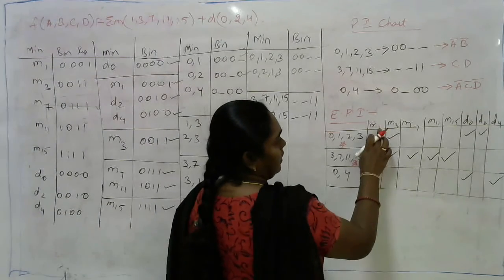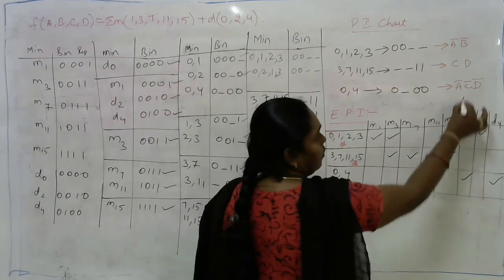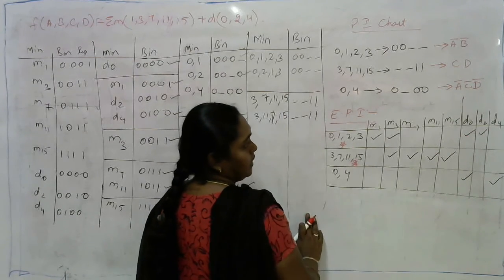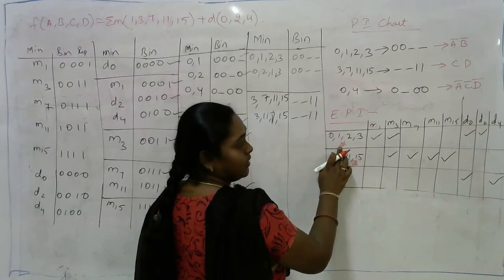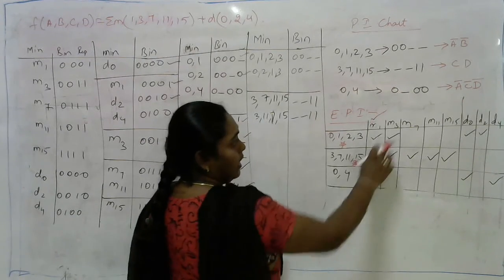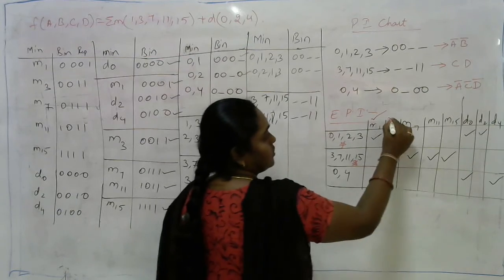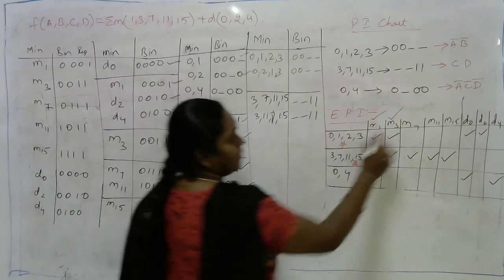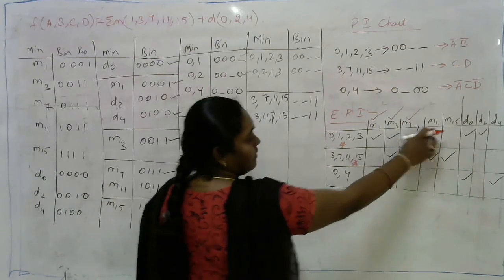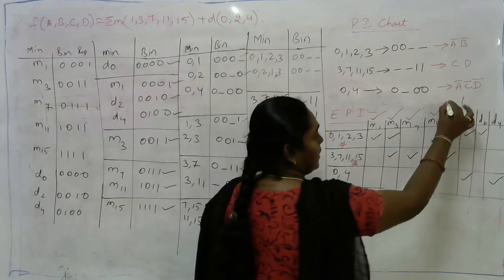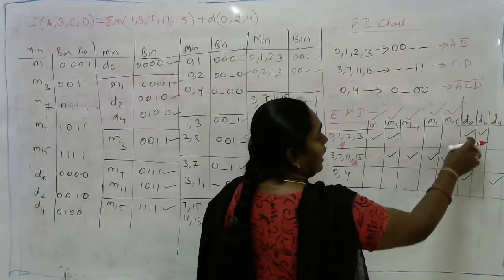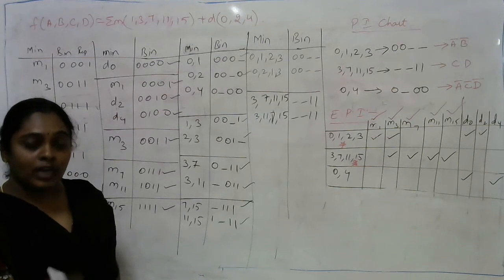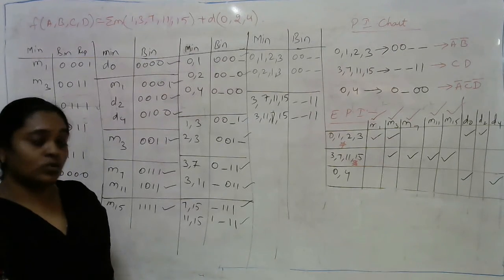So here the minterms are 1, 3, 7, 11, 15, and we need to check whether all these minterms are covered by the essential prime implicants or not. M1 is covered in an essential prime implicant, so we keep a tick mark. M3 is also covered, keep a tick mark. 7 is covered in the second essential prime implicant, keep a tick mark. 11 is also covered, keep a tick mark. And 15 is also covered. The don't cares may or may not be considered, depending upon our simplification process.